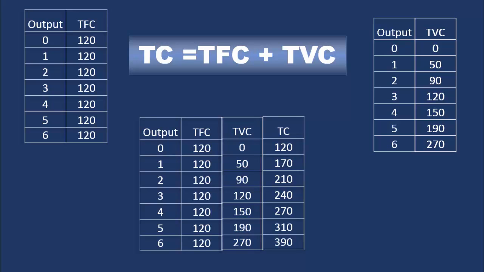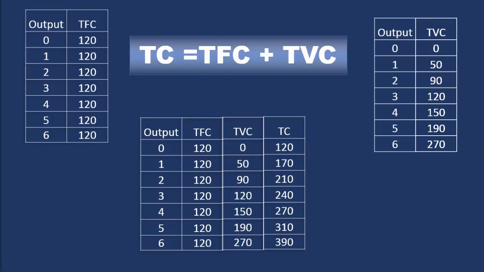We must understand total cost has two portions. Fixed portion, it is determined by the fixed cost. Changing portion, it is determined by the variable cost.